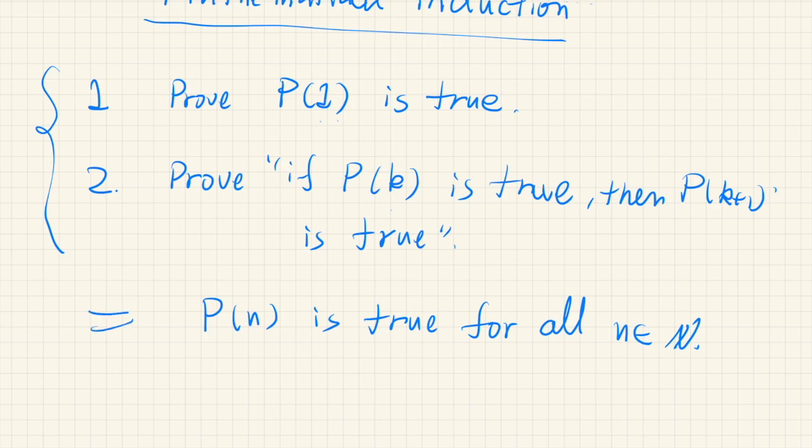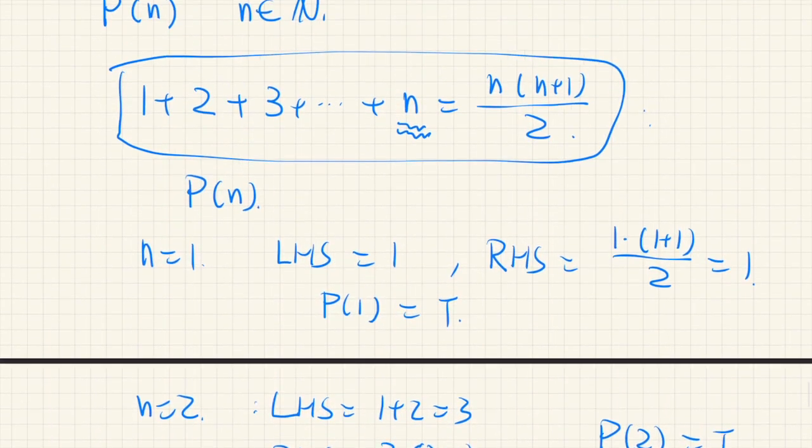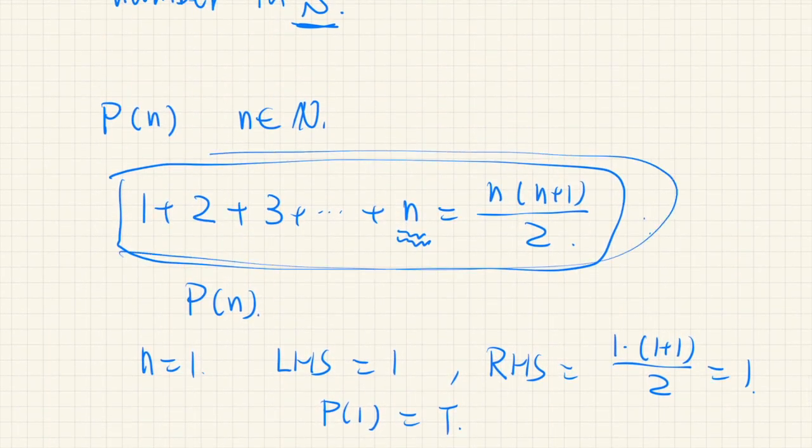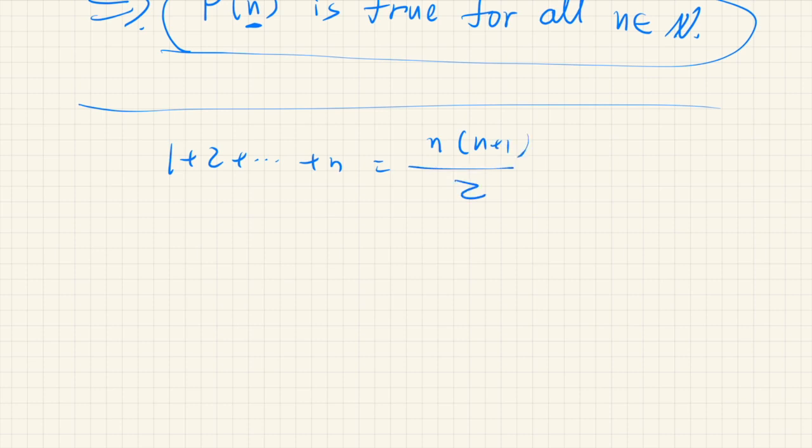Okay, so prove this, and we can prove that. Okay, that is the way we can prove a predicate or statement that depends on arbitrary natural numbers. So let's show how we can prove this summation formula using mathematical induction. First, let's prove this: 1 plus 2 plus and so on up to n is equal to n times n plus 1 divided by 2.